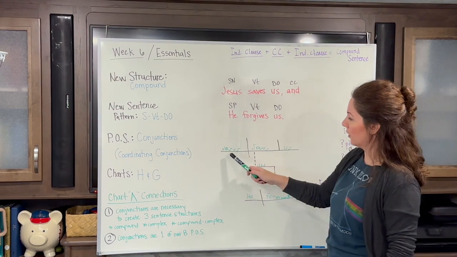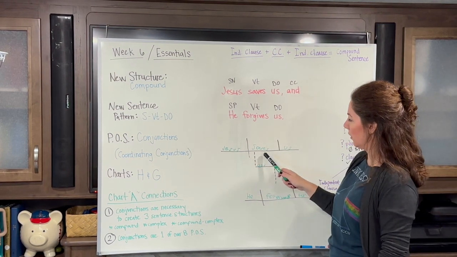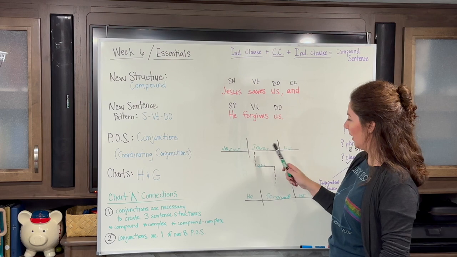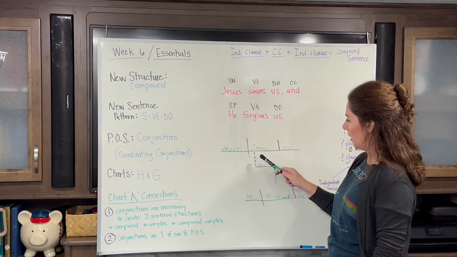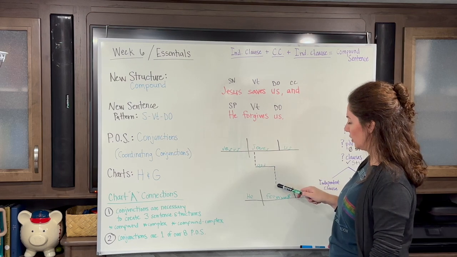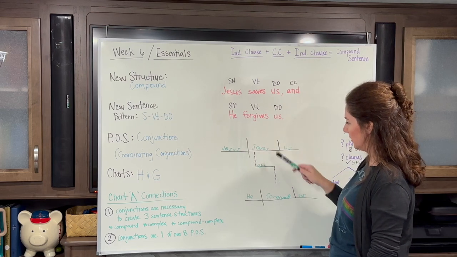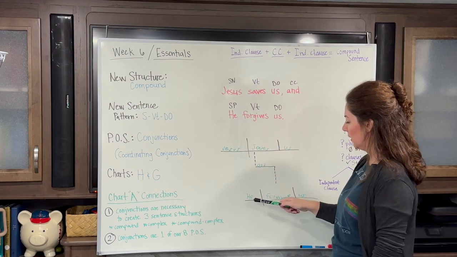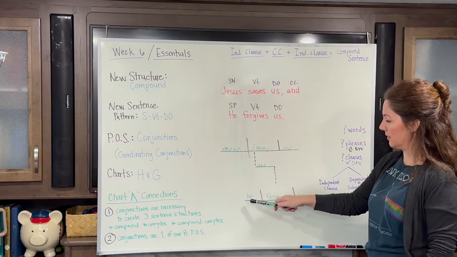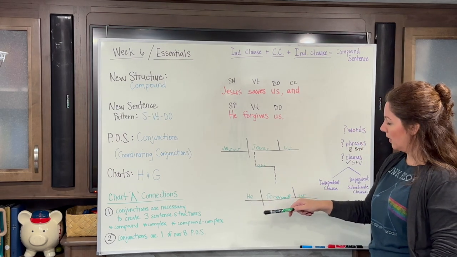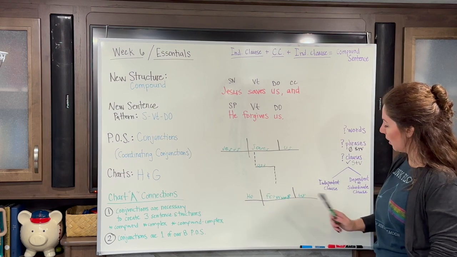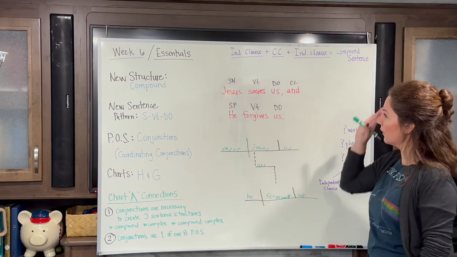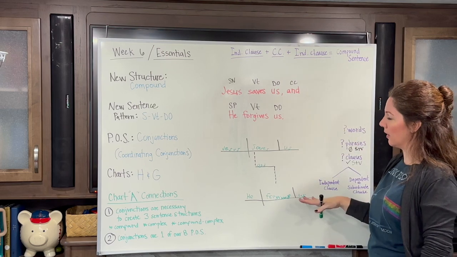We've got our subject. We've got our verb. And we have our direct object because we have our transitive verb. So we have our coordinating conjunction that's connecting our verbs. He saves and forgives. Jesus, again, is now he, our pronoun, our subject. Our verb forgives, and our direct object, us. So that's how we would label and diagram that sentence.